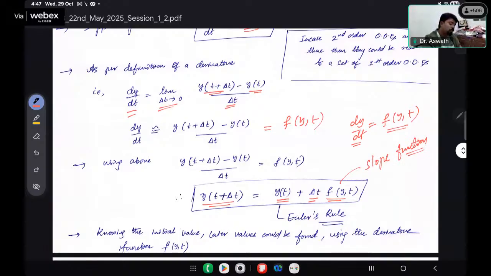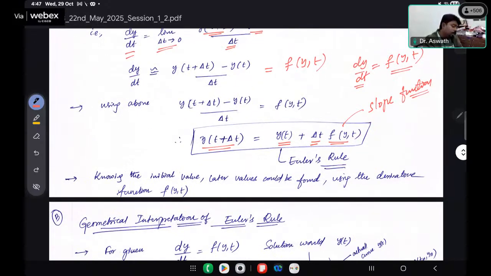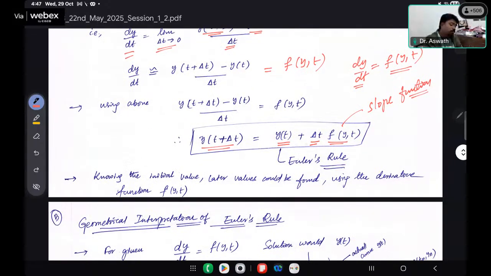So what I have to do to find the new value is take the old value and add a small correction term. How do I generate the correction term? For the given derivative equation, I multiply it by small steps, and you will get the correction. So this is Euler's method.